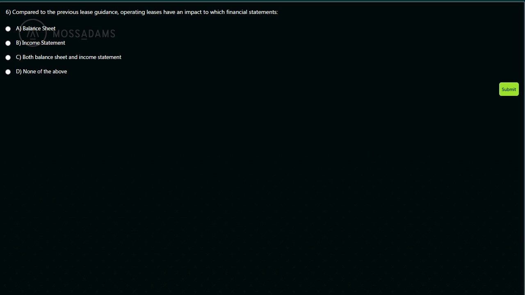Poll number 6 here. Compared to the previous lease guidance, operating leases have an impact to which financial statements? A, balance sheet, B, income statement, C, both balance sheet and income statement, D, none of the above. And for those of you that would like a copy of today's slides, you can download them from the folder that says slide deck and handouts. We will also be sending the slides via email tomorrow, along with a recording of the webcast.